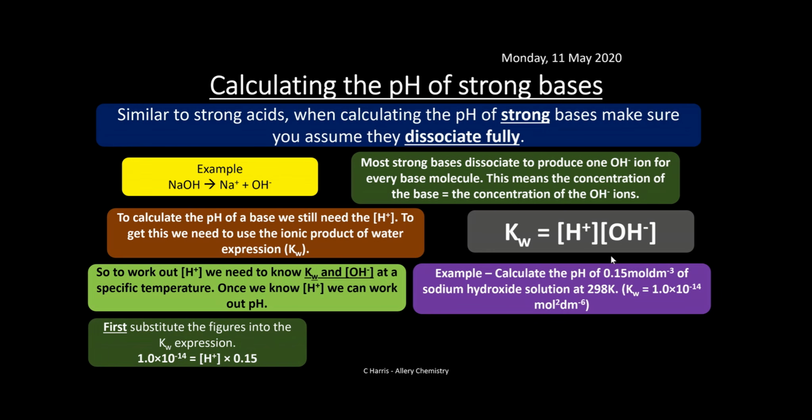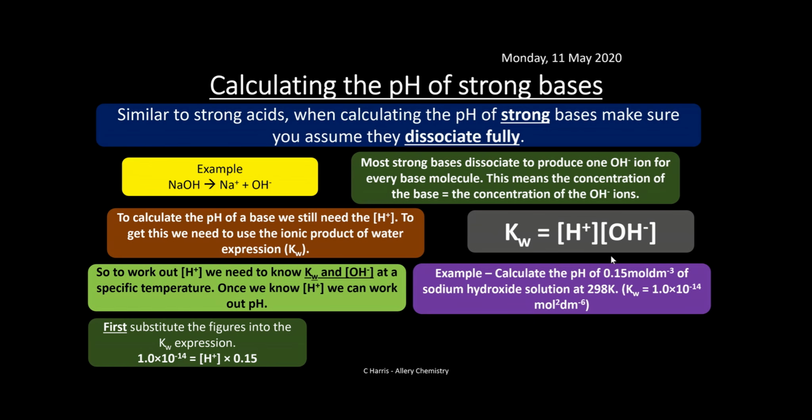So first what we do is we substitute the figures into that Kw expression. So 1 times 10 to the minus 14 equals the concentration of H plus times 0.15. Okay, so we've just put in the value of Kw and obviously the concentration of OH minus ions as well.